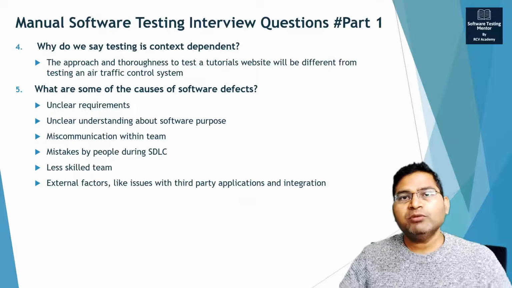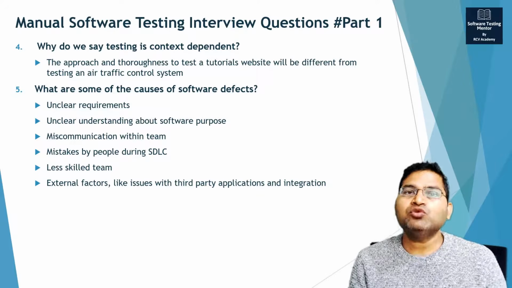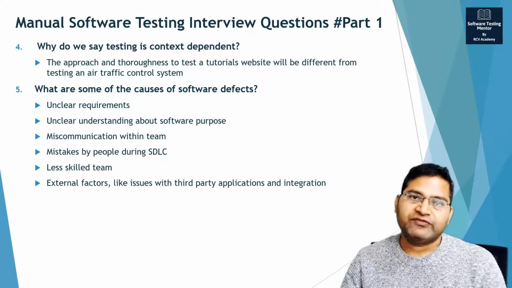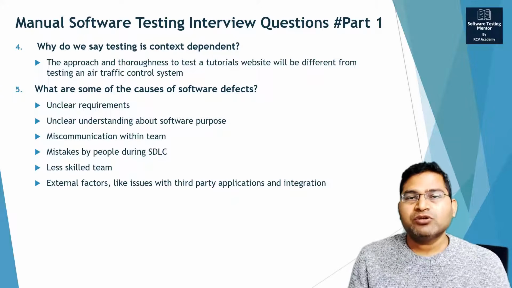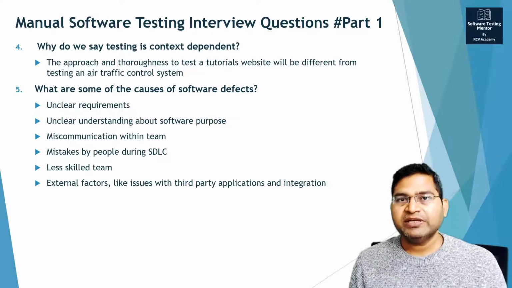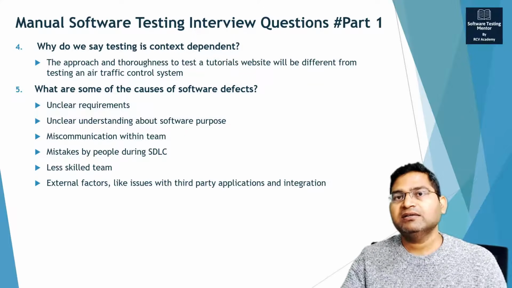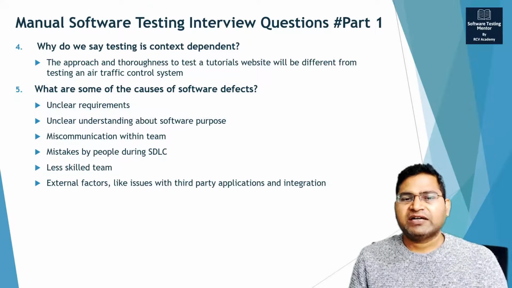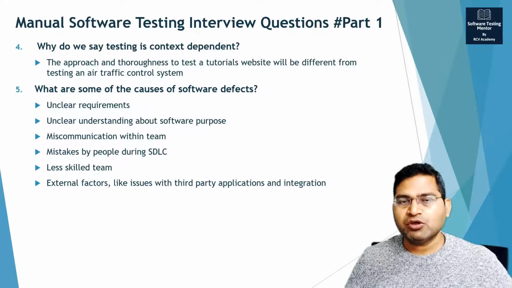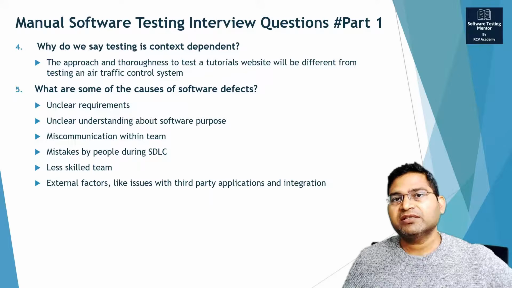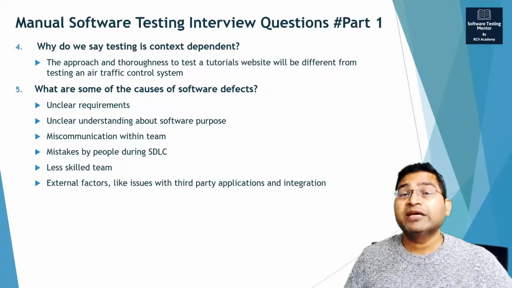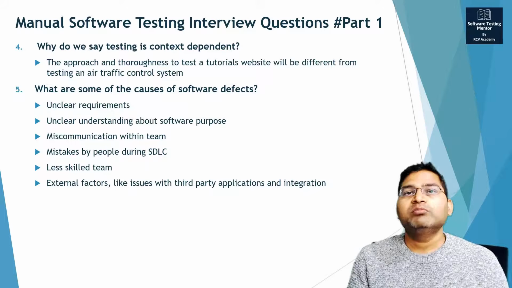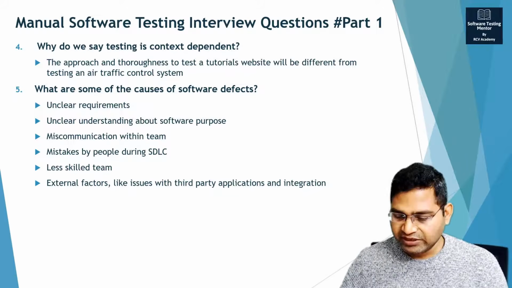Less skilled team. If you're building a very complex application and you do not have the right skill set within the team, obviously defects can arise because the team is not skilled. The team will learn, but they are not up to the mark, and because of that there will be defects. Then there might be external factors. For example, your system is all good, but when it's integrated with a third-party system, the issues are in the third-party system and the integration interface is not going to work. So external factors could be the reason for software defects as well.